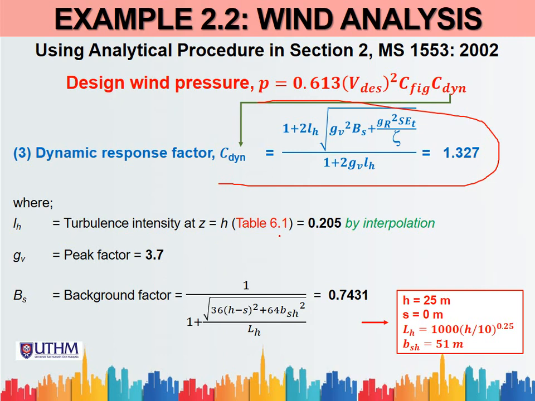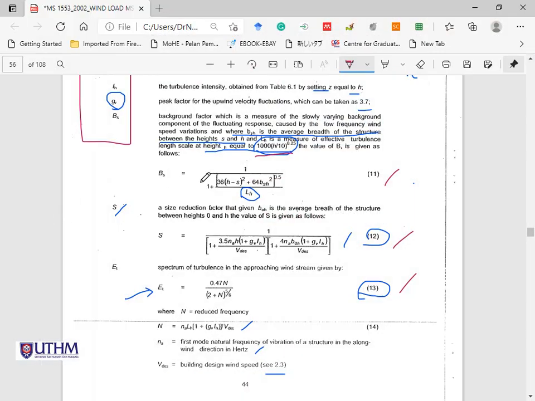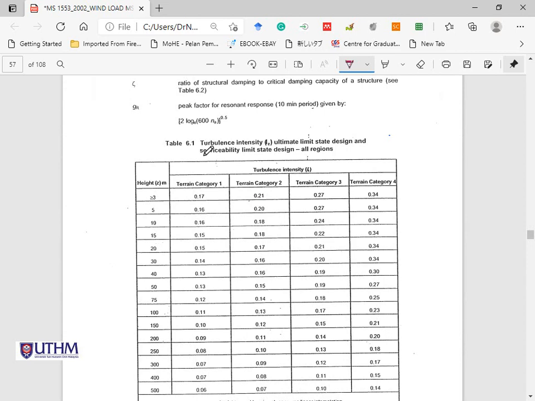for table 6.1, so refer to table 6.1, in page 57. Okay, so again, this is the height. For the leeward side, the Z here is equal to H, where the value for H here is 25 meters. So you take 25 meter and terrain category number 3, and you do interpolation and you get the answer between 0.21 and 0.20. Okay, so this is the leeward side.